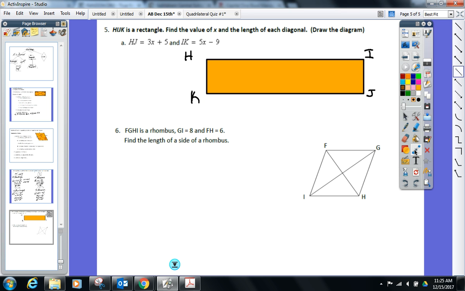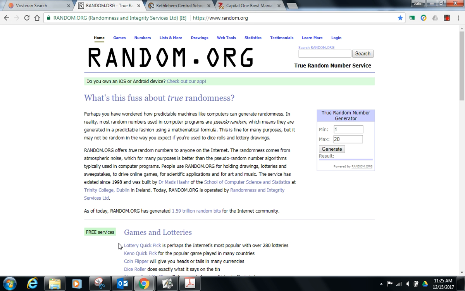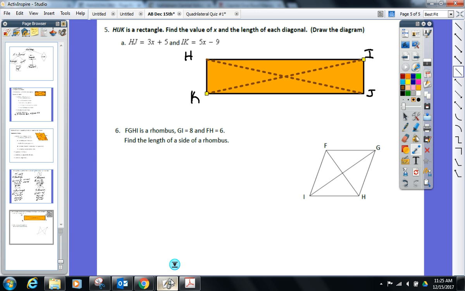And it's talking about HJ and KI. What are those we just drew in? Diagonals. Okay, so if you got to go look back, what should I know about the diagonals of a rectangle? Go ahead, Cameron, need somebody. They're all congruent.